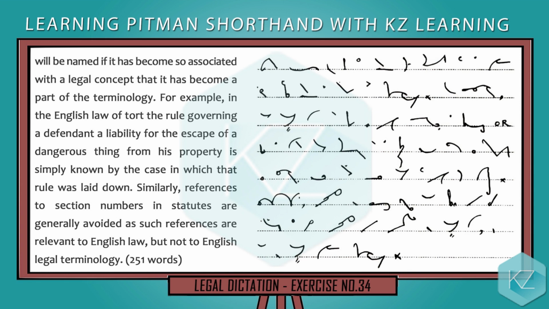For example, in the English law of tort, the rule governing a defendant's liability for the escape of a dangerous thing from his property is simply known by the case in which that rule was laid down. Similarly, references to section numbers in statutes are generally avoided, as such references are relevant to English law, but not to English legal terminology.